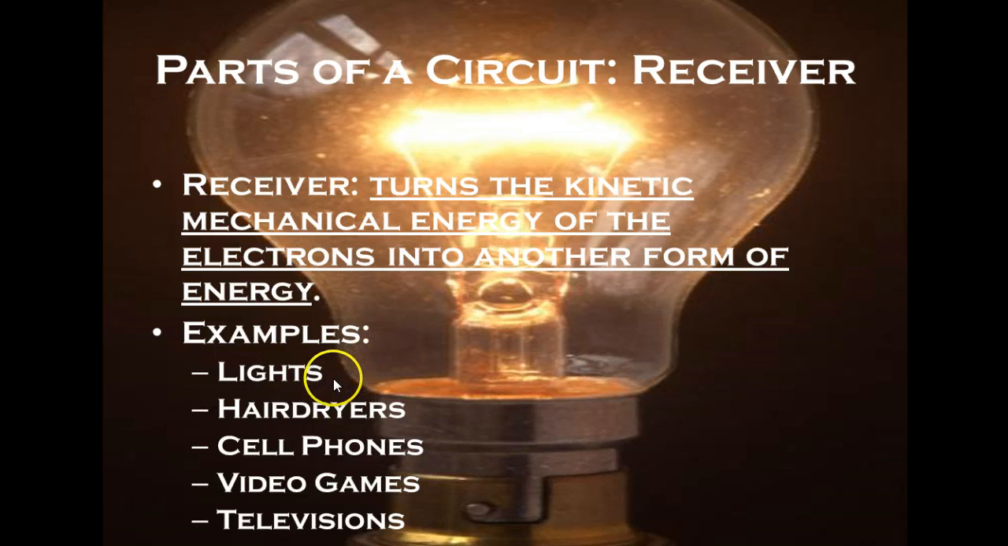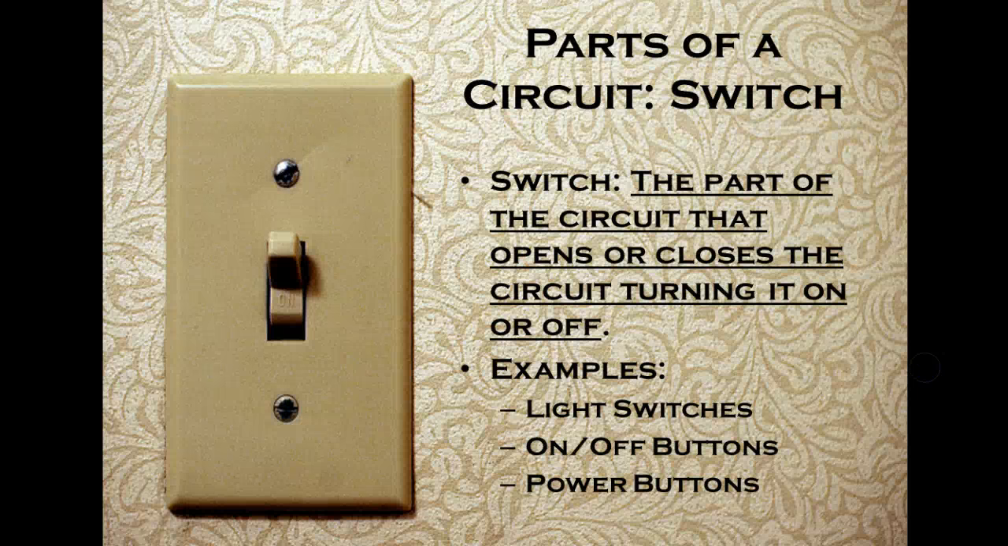Examples of receivers, you have light bulbs, you have hair dryers, cell phones. Believe it or not, there is a voltage source in your cell phone known as your battery, and there's all these little itty bitty tiny wires and things like that in your phone. Video games, your TV, anything that you can basically turn on and off is going to be a receiver.